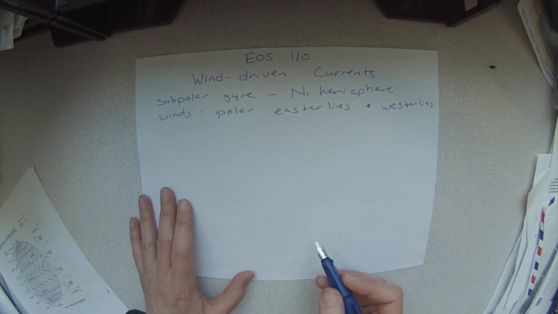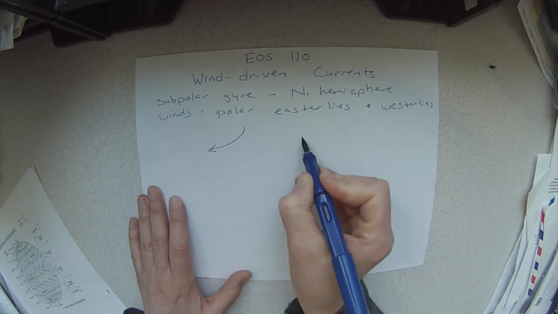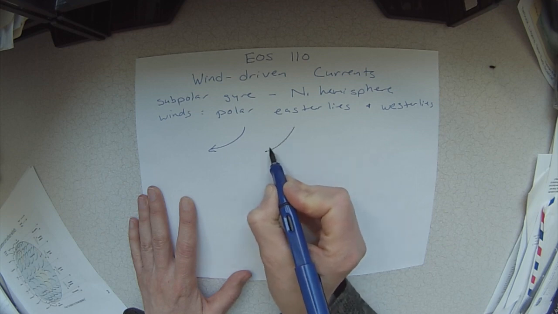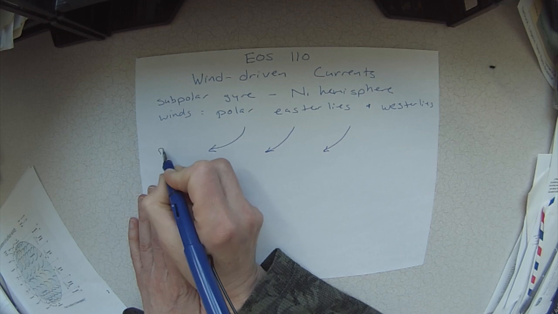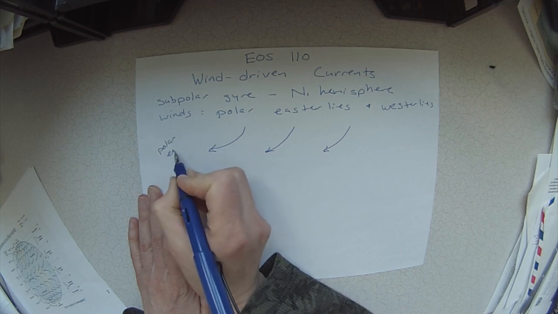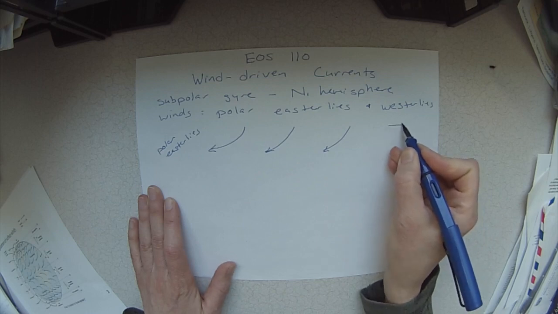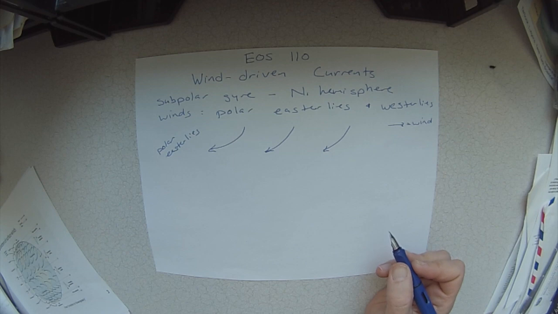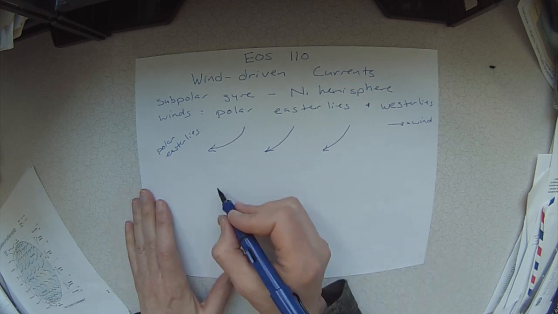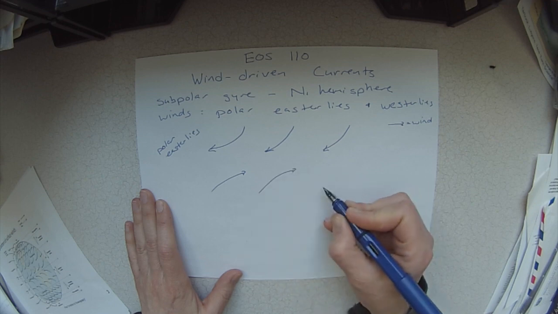So I'm going to draw a picture here showing the winds. So these are my polar easterlies. And this type of arrow indicates wind. And here I will put my westerlies.